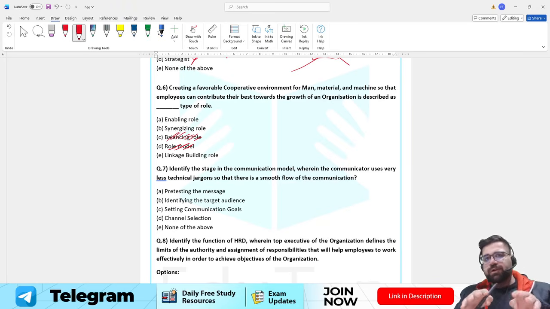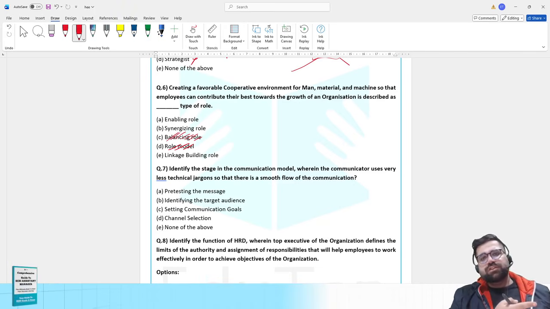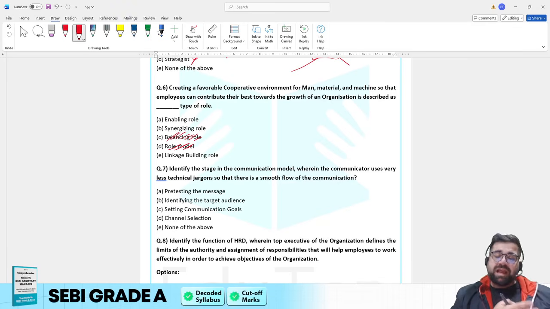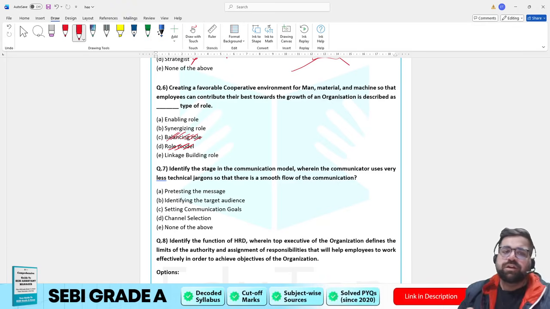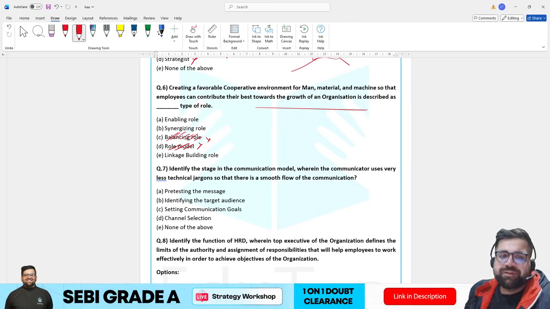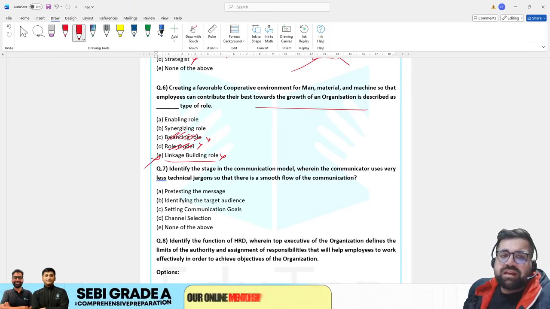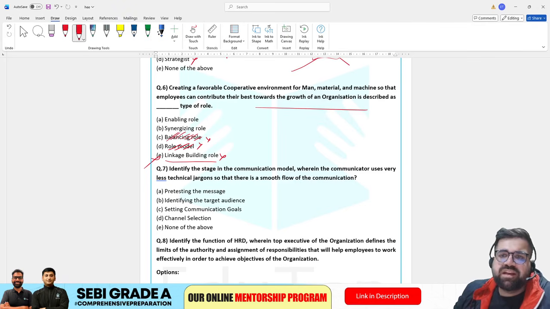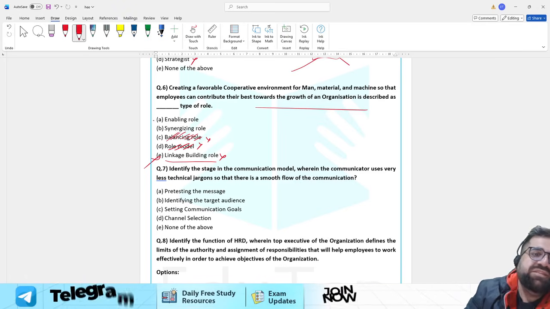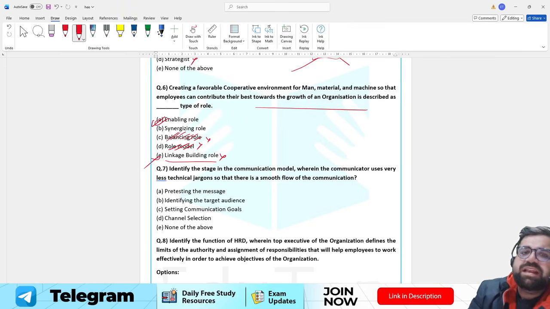So you have to balance it out, because if you just go for profits, then it's also not good. If you just go for betterment of society, that is also kind of philanthropist activity, which is not good. So a balance is needed. So the balancing role is not justified as per the question language, so I will eliminate C and D straight away. Linkage building role is again related to networker kind of stuff, which is again eliminated. Now either it will be enabling or synergizing. The correct answer will be enabling. Enabling means to let other people work. It's like creating a favorable cooperative environment for man, material and machine so that employees can contribute best towards the growth.